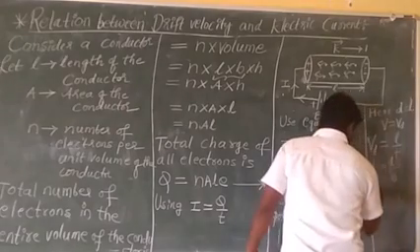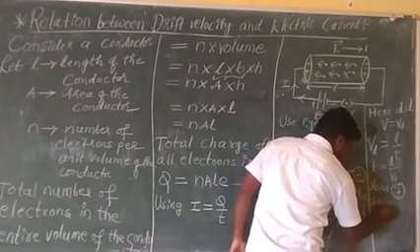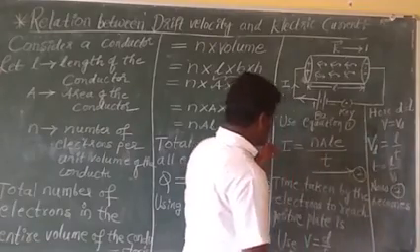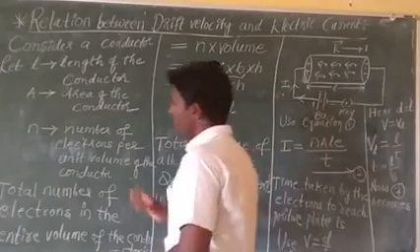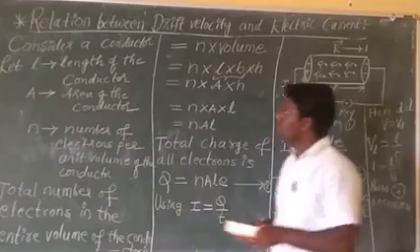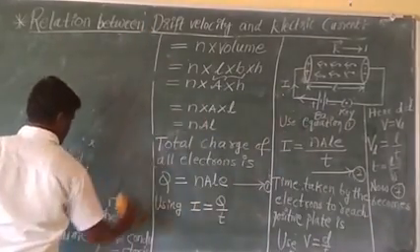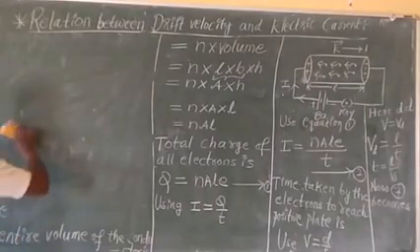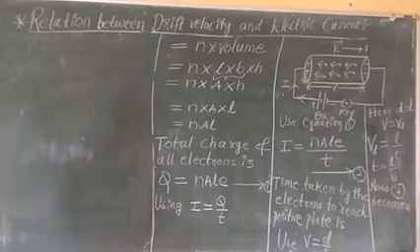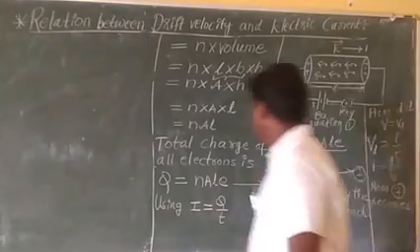So now, equation number 2. I hope you understood the first part. I am going to rub the first part here. Here V is Vd, the drift velocity.